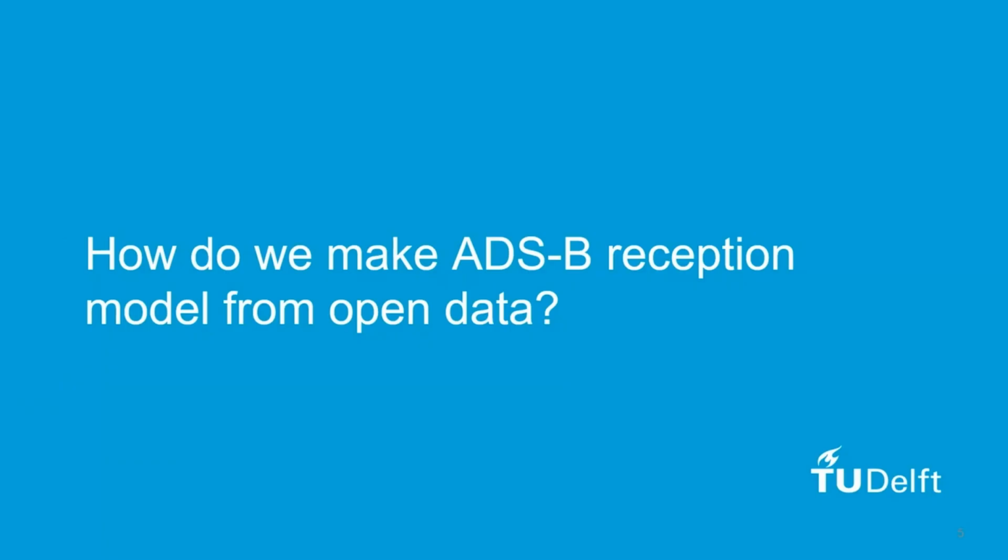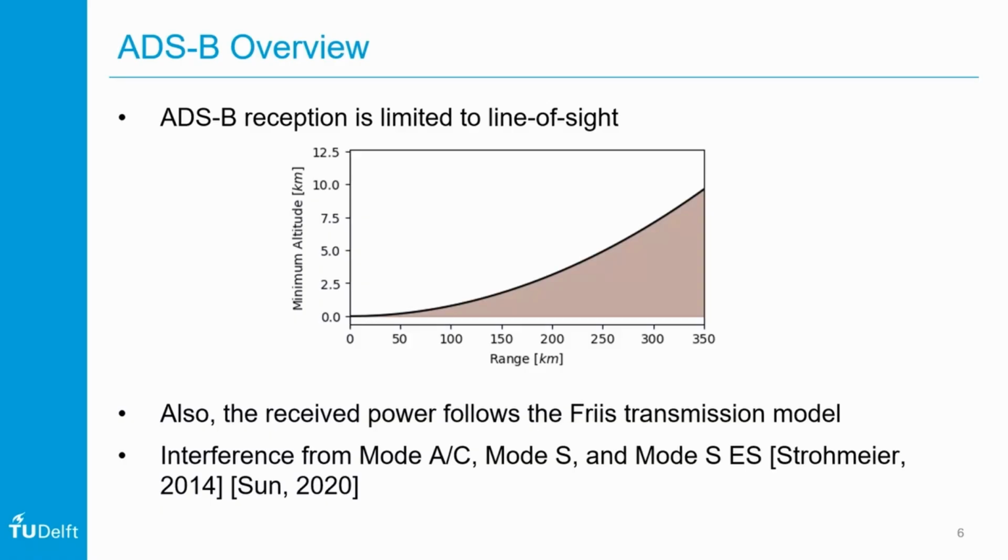So how do we make ADSB reception model from open data? That's the main question. First, we discuss what is relevant from the ADSB. First of all, we know that ADSB is limited to line of sight. So if you fly very far from the receiver, then most likely if you fly under a certain altitude, you will not be detected by, or the transmitting aircraft will not be detected by this receiver. Also, if there is an obstacle or a terrain between you and the transmitting aircraft, here is the receiver, then most likely you will not receive the data. And this is an important thing in the reception probability modeling.